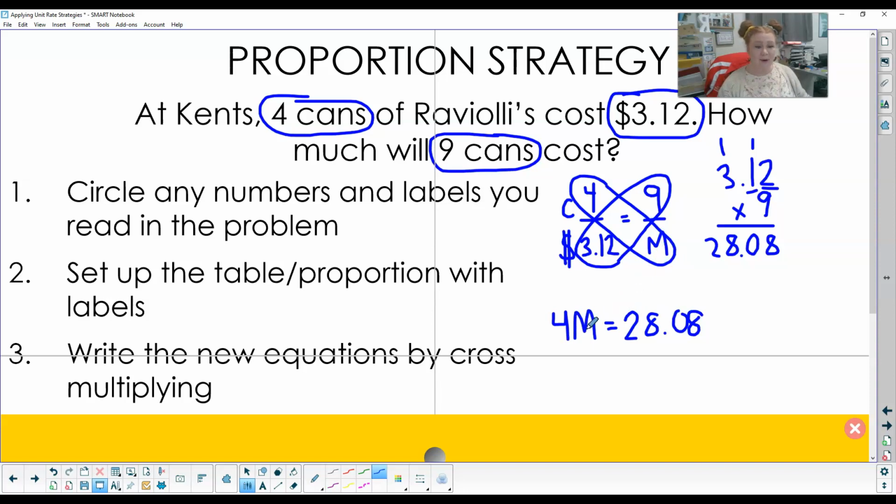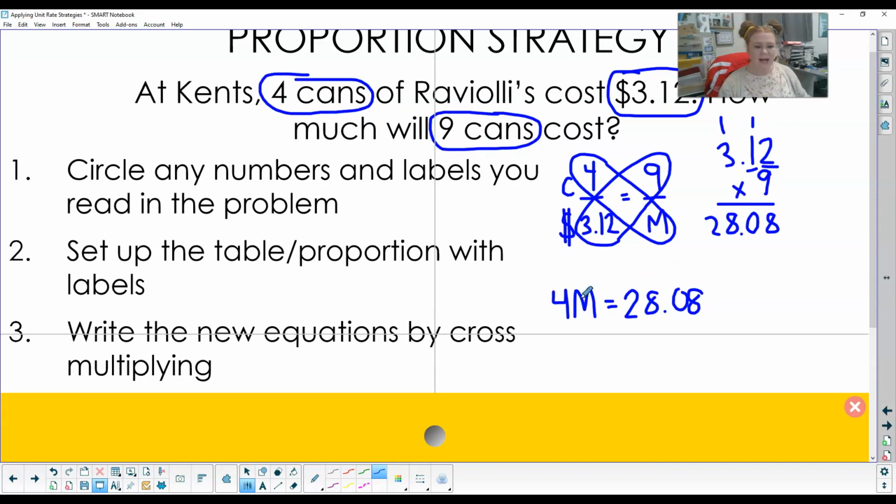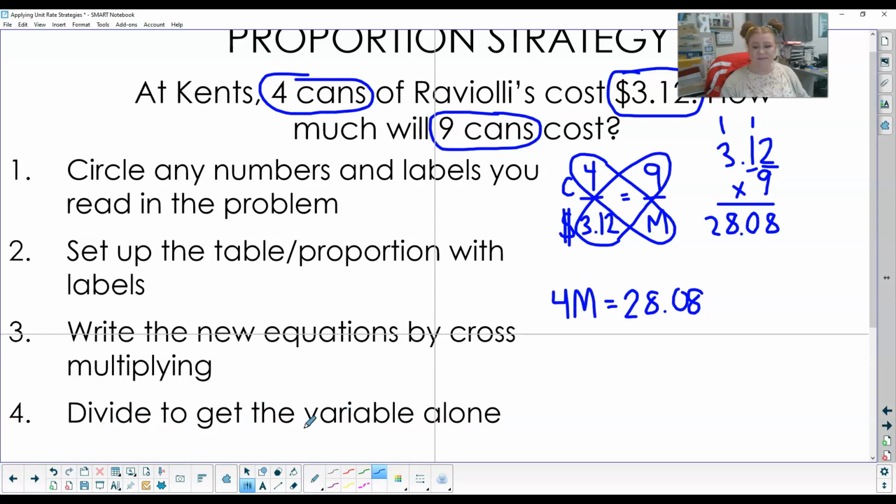So I need to get this m all by itself. So I can undo this. This is 4 times m. So our last step here is we divide to get the variable, the m, or whatever it is, all alone. The opposite of times is divide. So I can undo it by dividing. 4 divided by 4 is 1. Now I have 1m. But what I do to one side, I have to do to the other to keep everything balanced. So the final piece I need to do is 28.08 divided by 4.